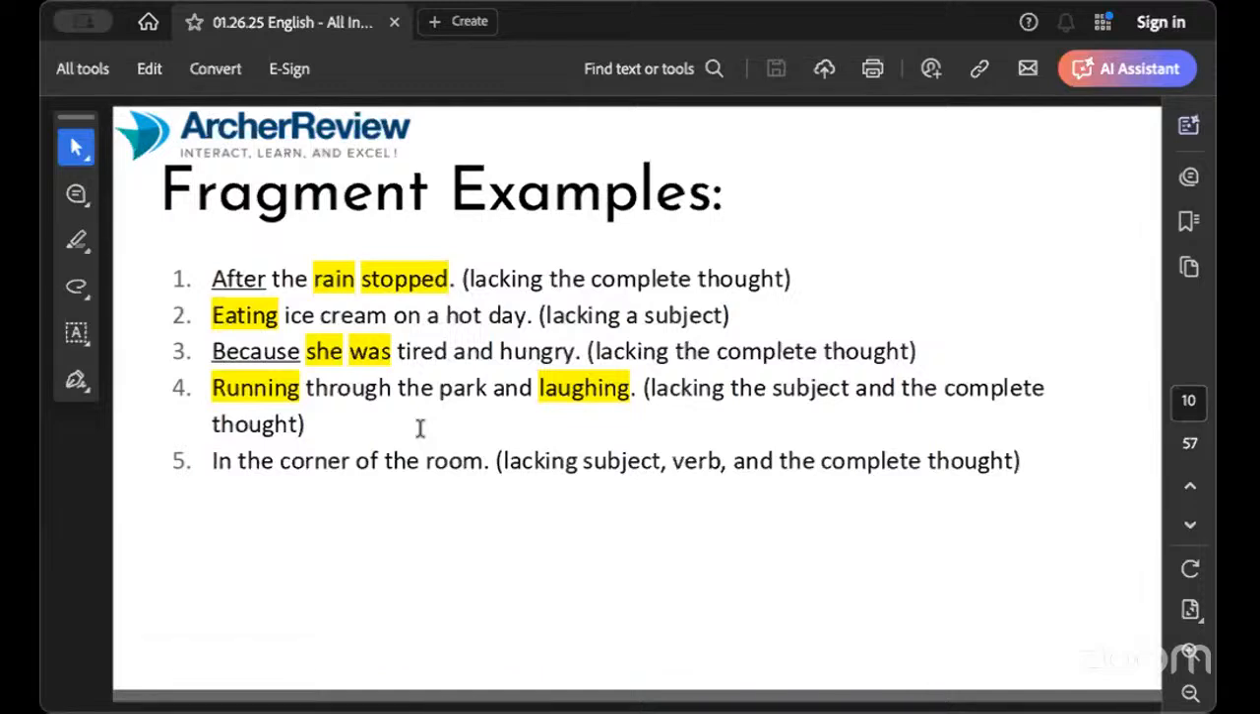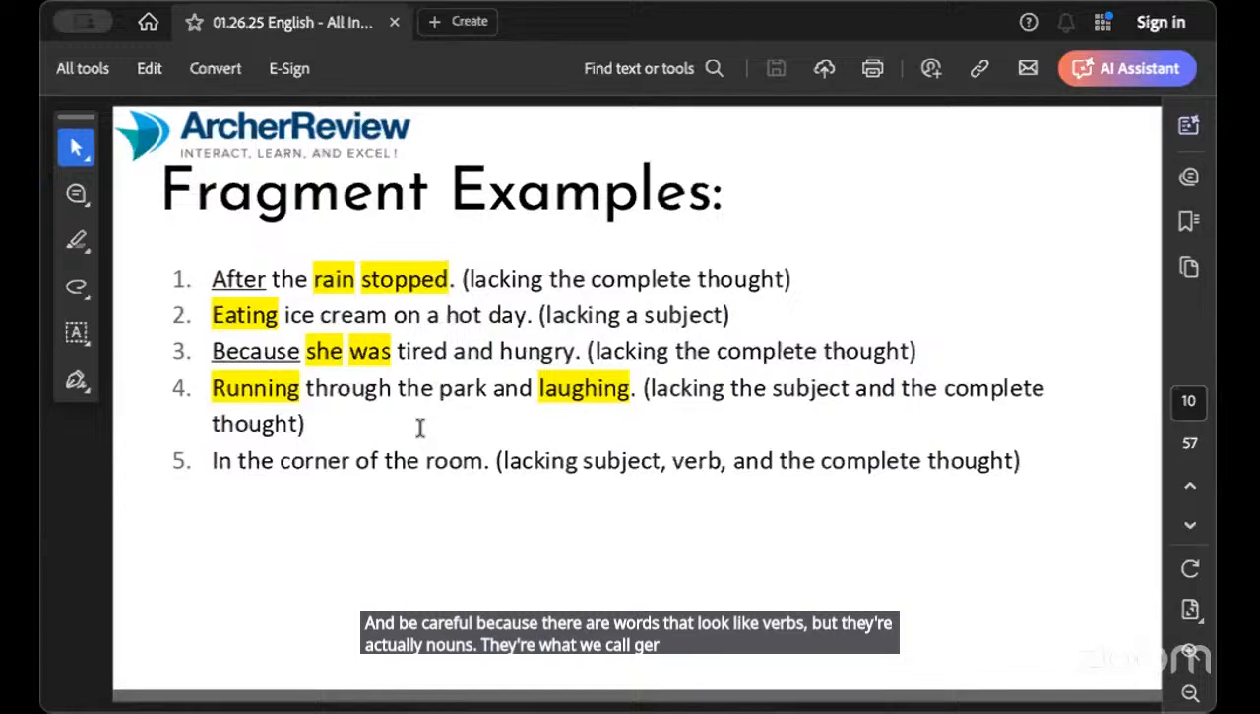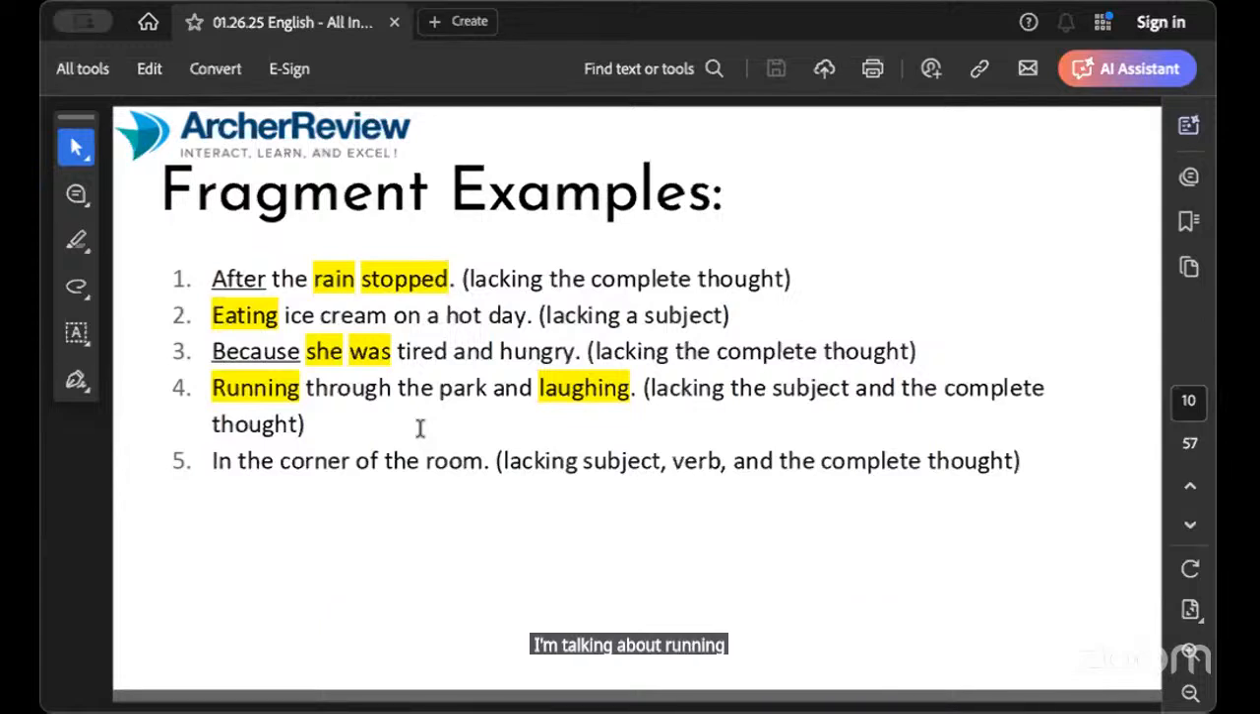And be careful because there are words that look like verbs, but they're actually nouns. They're what we call gerund nouns. So those are those ing words. If I say running is my favorite hobby, I'm talking about running, but I'm not actually doing the running in that sentence. So in that sentence, running is a noun and it's also acting as my subject. You're welcome.